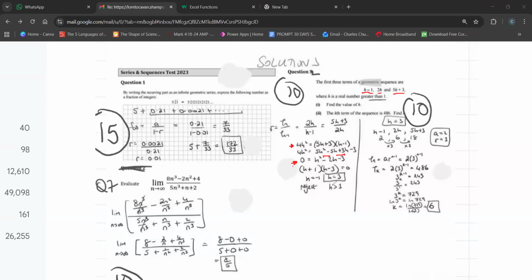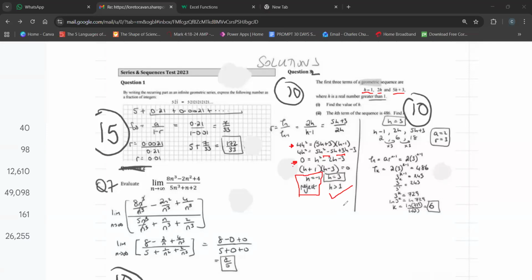Like I said, one of them has to be rejected. And why are we rejecting it? On the grounds of what the question says, because h is greater than one. So we have to go with this one. Okay. All right.